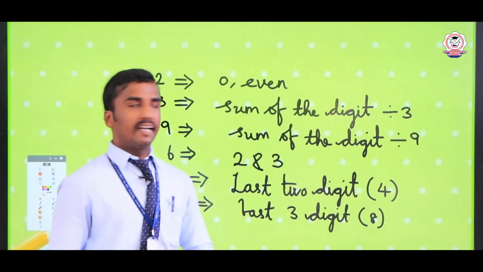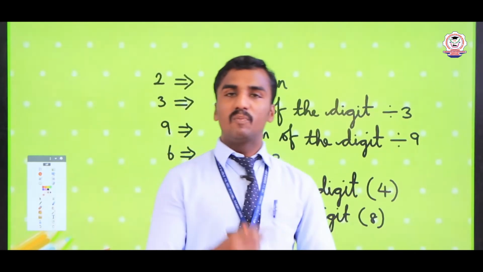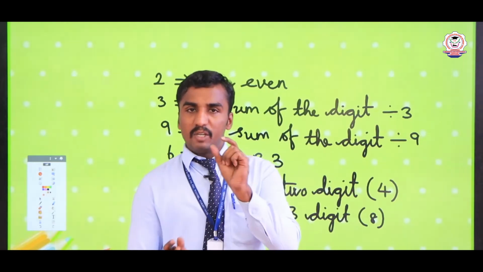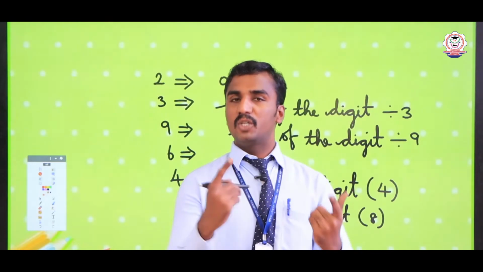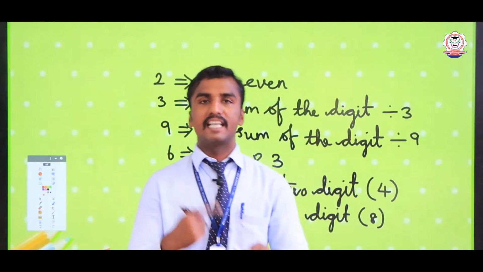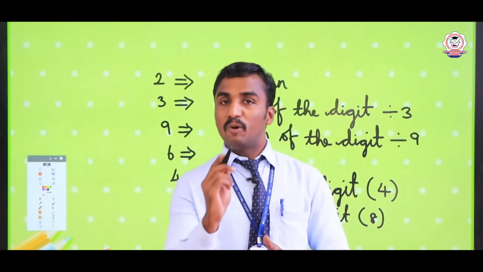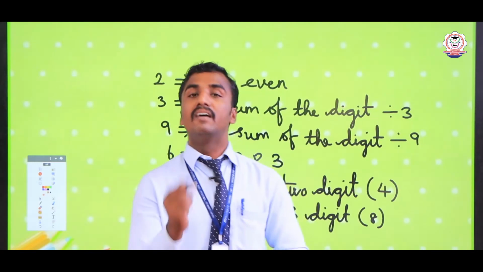Next one, divisible by 9 condition. Divisible by 9 is over. Next, divisible by 10. Divisible by 5: listen, the divisible by 5 condition is that the unit place is 0 or 5. If the unit digit is 0 or 5, then the number is exactly divisible by the 5 table.